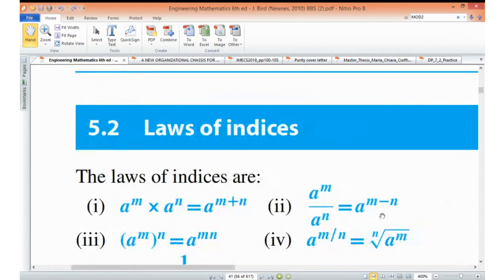I'll try and zoom out my content so that you can see it better. Those are the rules that we have. So we have rule 1.